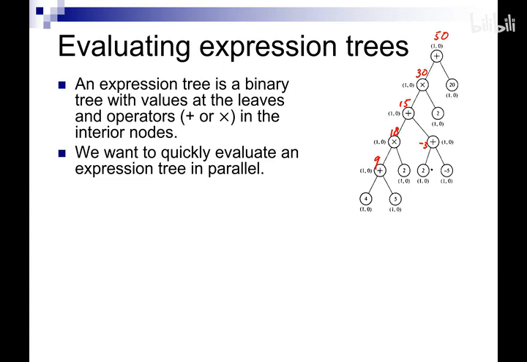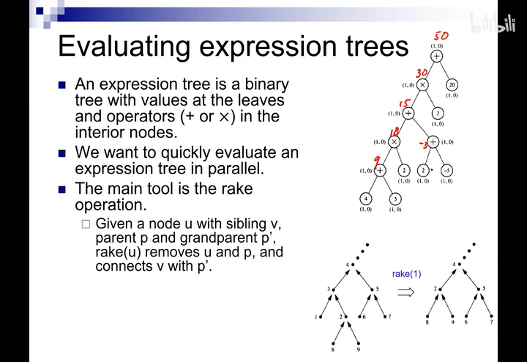Now, we just gave a sequential way of evaluating this expression tree, by going from the leaves upwards. If you have n nodes in this tree, then this is going to take you order n time. So now we're going to look at a way to evaluate the entire expression tree in parallel. And the main operation we're going to use is called a rake operation. A rake operation is basically a way to take a tree and make it smaller.